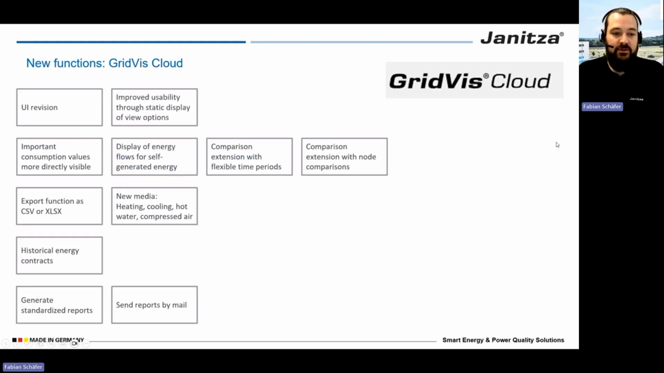We have here a small overview of our new functions, which are already available in the cloud, because this is a software as a service solution from Janitza. And we provide you all the updates and all of the new functionalities within the whole GridVis Cloud product. So you get the newest updates every time without doing manual steps on your own, because this cloud service is online and we do the updates for you. Let me show you the functionalities directly in the product.